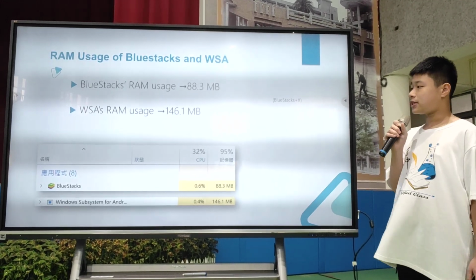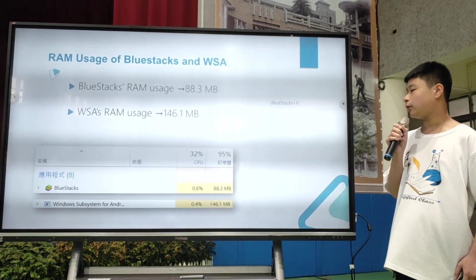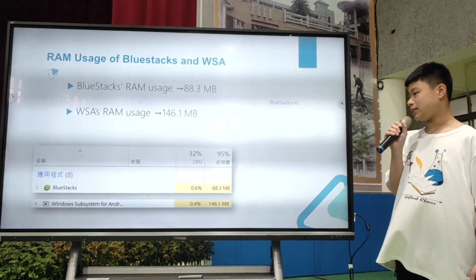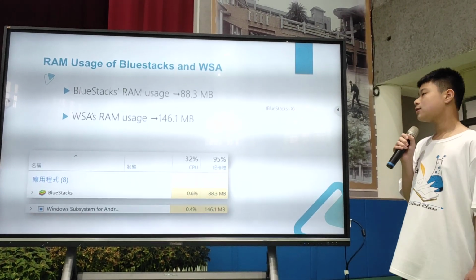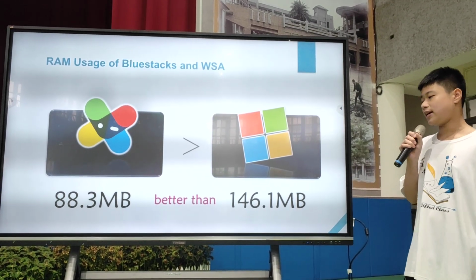And then its RAM usage. Bluestacks RAM usage is 88.3 megabytes, and WSA is 146.1 megabytes. So in this part, Bluestacks is also better than WSA.